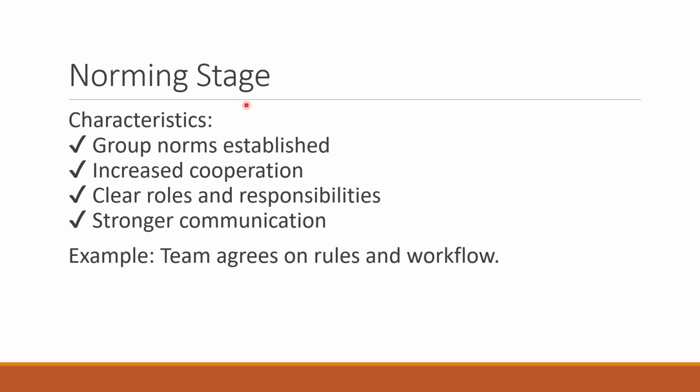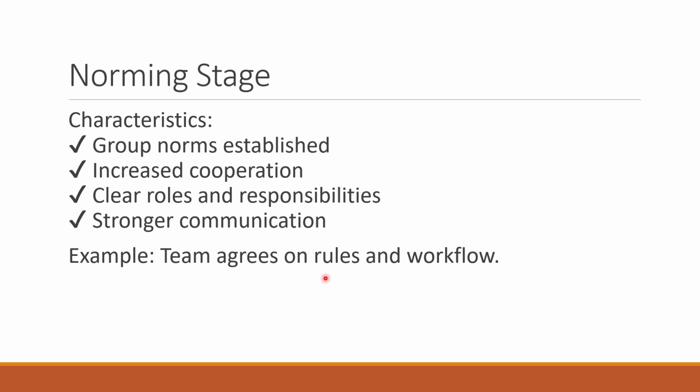The third stage is called the norming stage, where the group now begins to settle down. The conflicts from the storming stage are now resolved and the members start developing trust and understanding each other. So the group norms are established, there is increased cooperation, there are clear roles and responsibilities, and stronger communication among the team members.